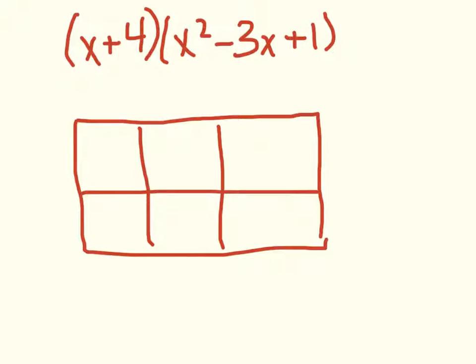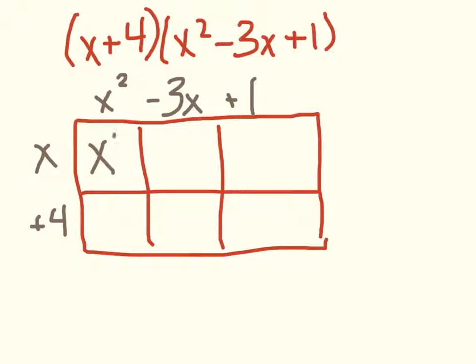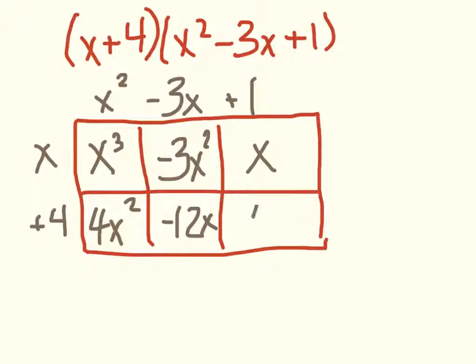We can also solve it with the box method. So as you can see, I've already set it up. I need to make sure that I have my 3 terms on one side. I put the plus, you don't have to, but it helps me be sure that I've accounted for all my symbols. So x squared times x will go in this box right here, x to the third. This one would be negative 3x squared. This one is x. This is 4x squared. This is a negative 12x. This is a positive 4.